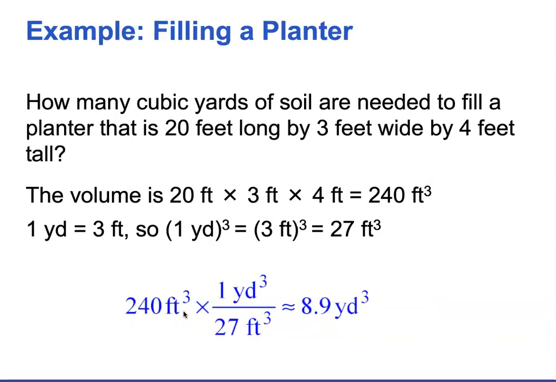So what we do is we cancel the feet cubed, and notice this is on the numerator part, on the top, and this is on the bottom, so you're going to divide. And do you see this little squiggly equals? That means approximately. So that means you're going to round. Make sure you read the questions in your homework when it tells you to round to the nearest tenth, or 1 decimal place, or the nearest hundredth, or 2 decimal places. So when we took this and divided it by 27, we got approximately 8.9 cubic yards.